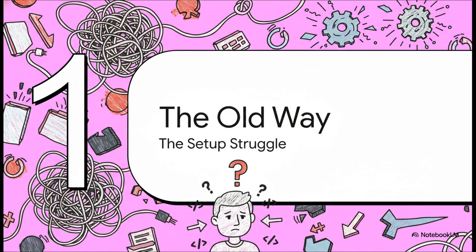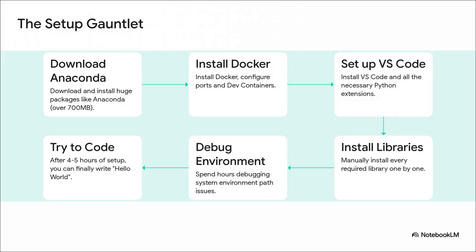It's a process that has probably discouraged countless aspiring developers over the years. Okay, so first you'd have to download this massive package manager like Anaconda. Then you might need something called Docker just to create these little isolated computer environments so your projects don't break each other. Then you're setting up your code editor, hunting down the right plugins, manually installing every single library you need, all while fighting these cryptic error messages about your environment path. I mean, it is a huge, huge headache that has absolutely nothing to do with the fun part, the actual coding.